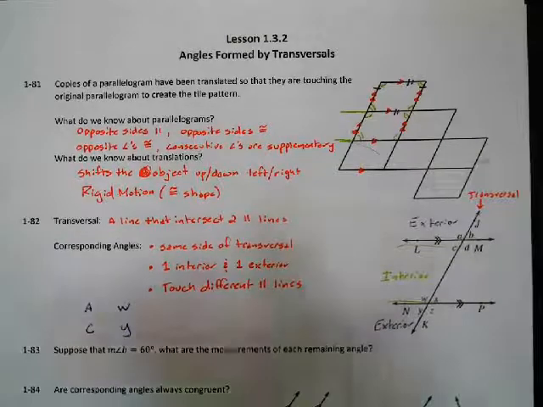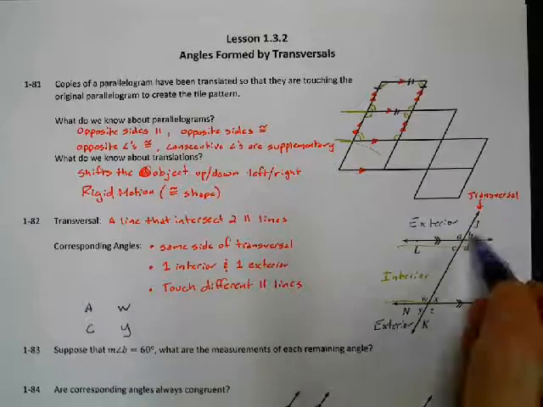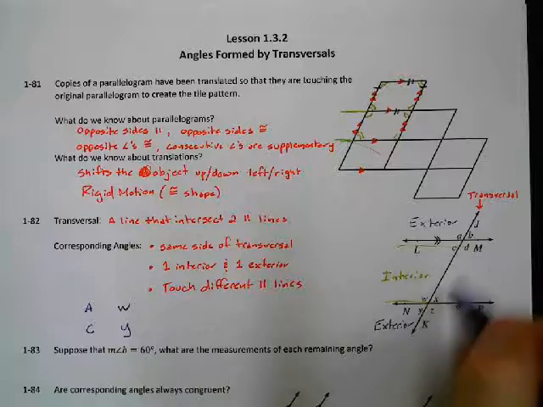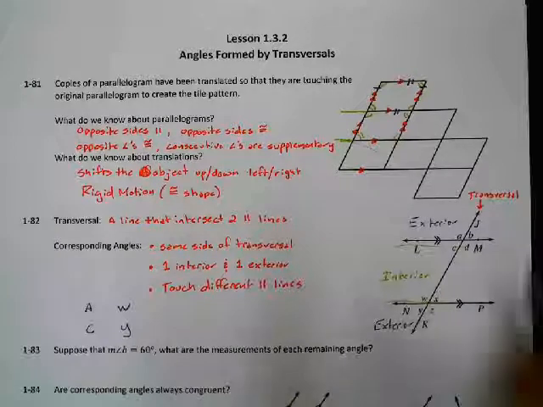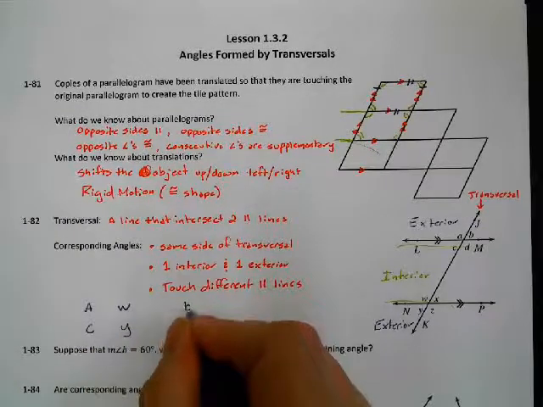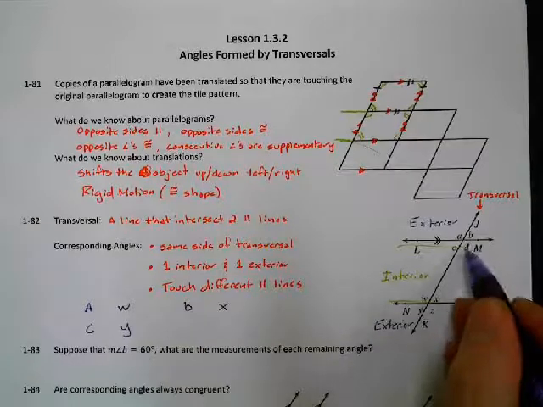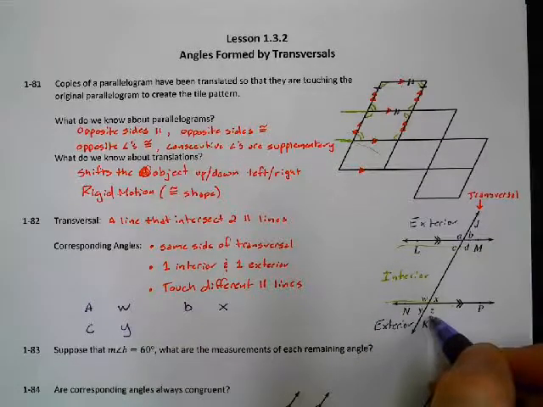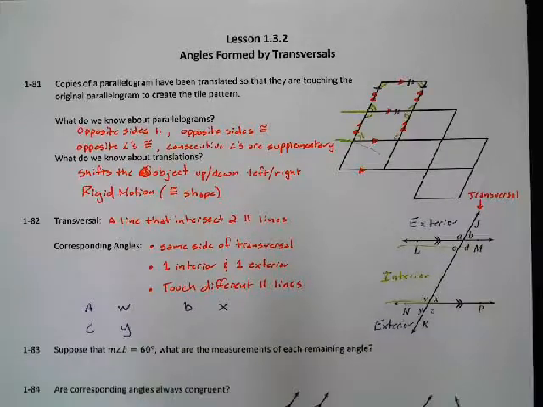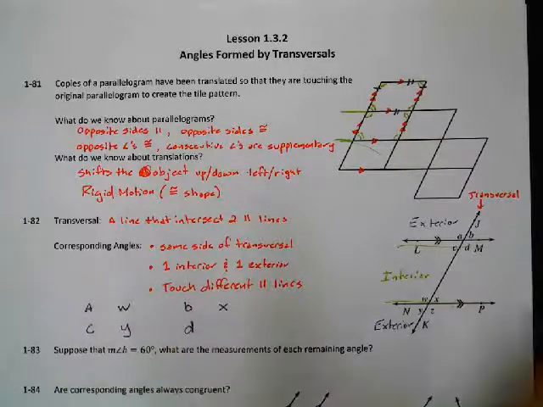On the right side of the transversal, since it has to be on the same side of the transversal, B is exterior, X is interior, and they're touching two different parallel lines. B touches the top line, X touches the other one. So we've got B and X. And then finally, D is on the interior and Z is on the exterior. They're on the same side of transversal, D is touching the top line, Z is touching the bottom line. Did I say that right? I don't know. You get what I mean. So D and Z.